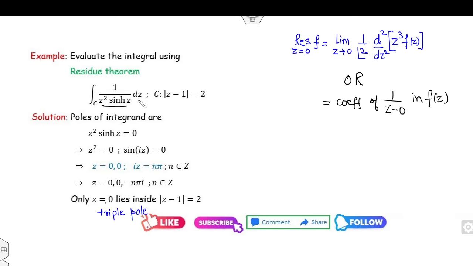So I can start with the sine hyperbolic expansion series. We all know the sine hyperbolic expansion series is z plus z cube over 3 factorial plus z5 over 5 factorial and so on.